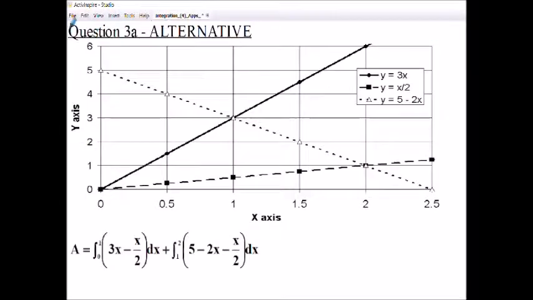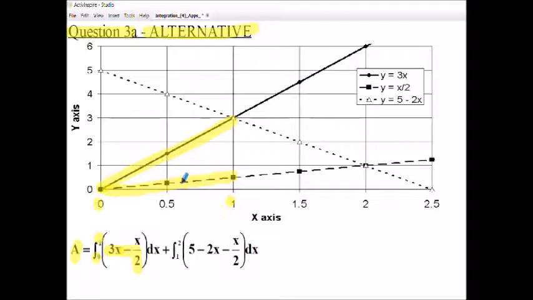Just going to show you this for question 3A, an alternative integral we could have used here. I've got 2 integrals here instead of the 3 we used on the previous page, but a little bit more complicated inside the integral. In this case, the area is defined as the 3x function take away x upon 2 between limits of 0 and 1. So what we're doing here is finding the area under this line, and we're taking away from it the area under this line between the limits of 0 and 1 here.